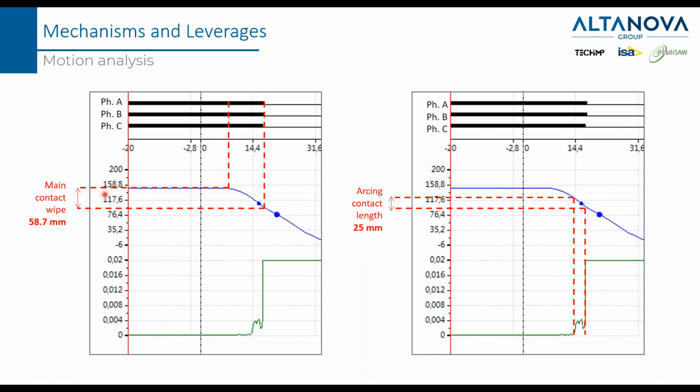If we look at this graph, we see that the contact wipe is more or less 58, 59 millimeters. And finally, if we compare the transducer graph with the dynamic resistance graph, we can see the arcing contact, which can be expressed in millimeters. In this case, it is 25.